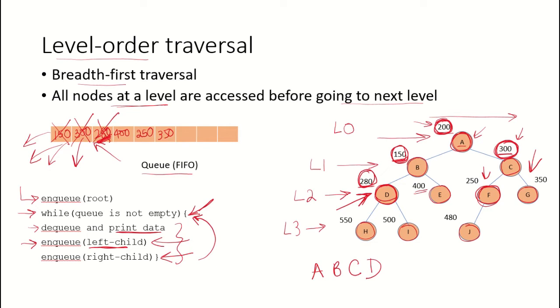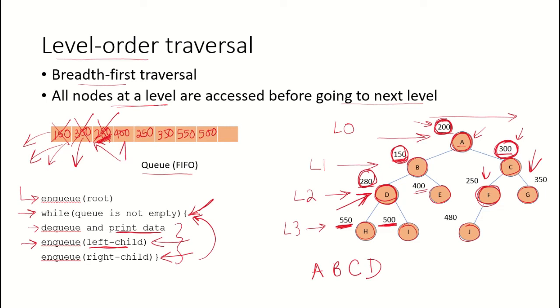So 280 is out, but its left and right child, which are 550 and 500, will be enqueued. So 550 and 500 are enqueued. Now go back to the loop again. The queue is still not empty, so dequeue and print data.